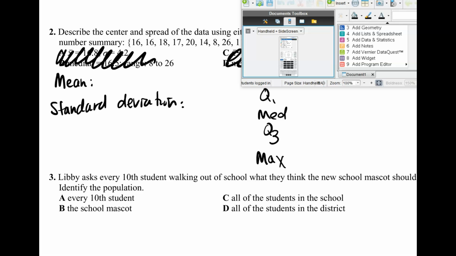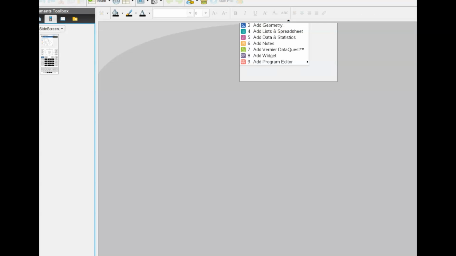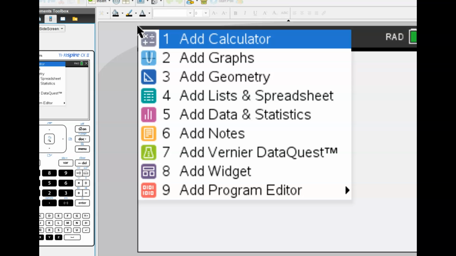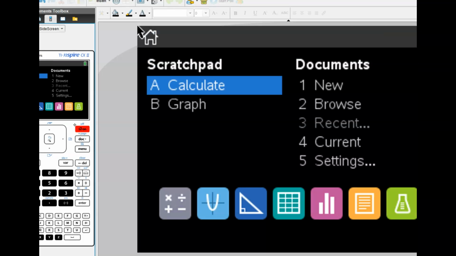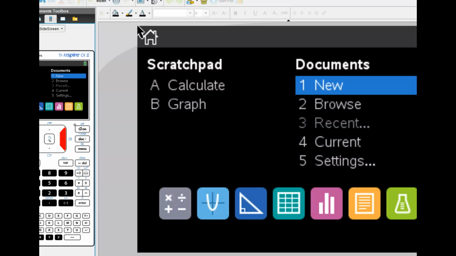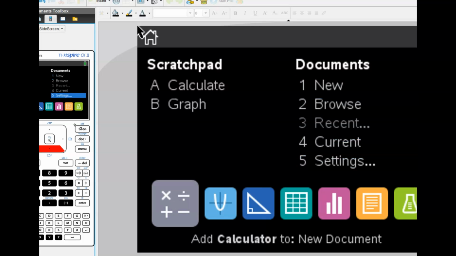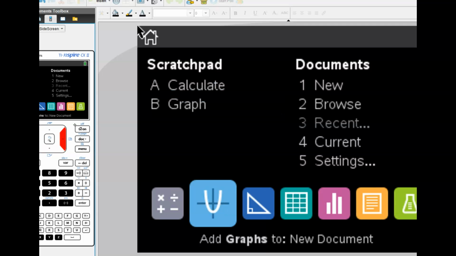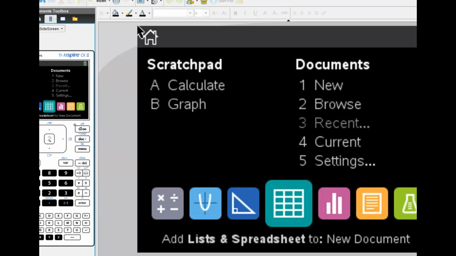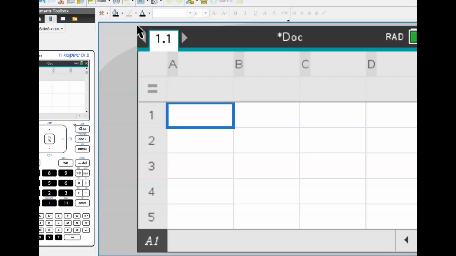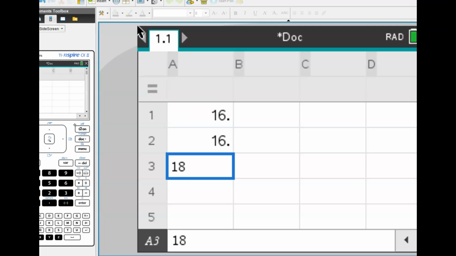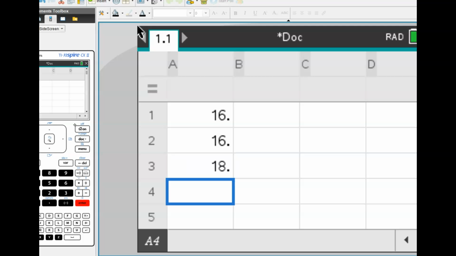Cool. All right, so I'm going to insert all these numbers. The line over the X, that means mean, exactly. So I'm at the home page. I need to enter in all of my numbers. So you can go new, list and spreadsheet, or you can go over here to the little green thing. It says list and spreadsheet. Cool, it pops up. I'm just going to enter in all of my numbers. 16. So right now, if you haven't already, insert all these numbers.